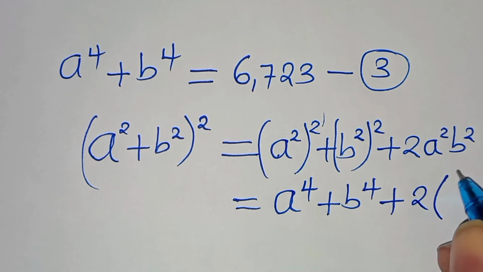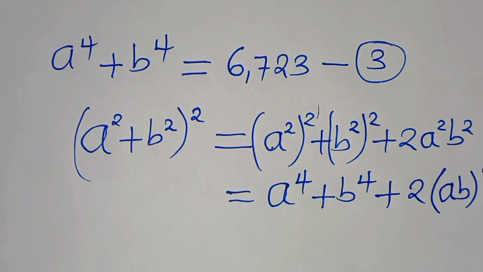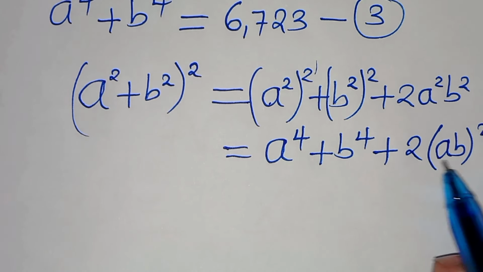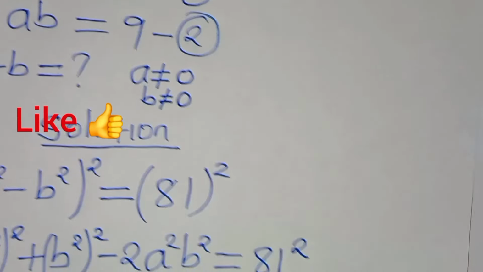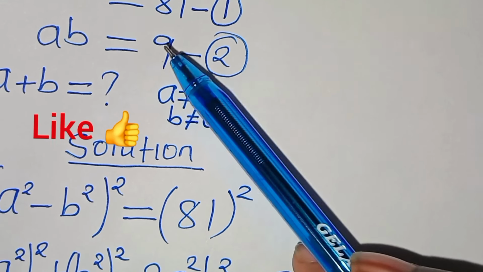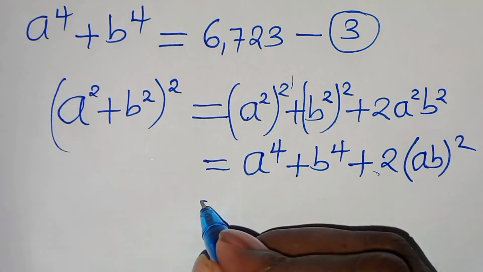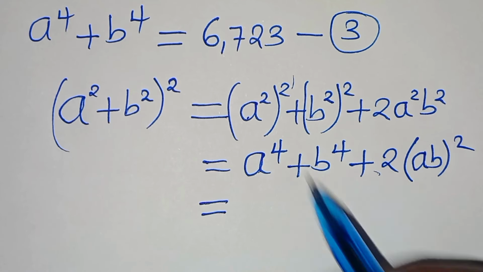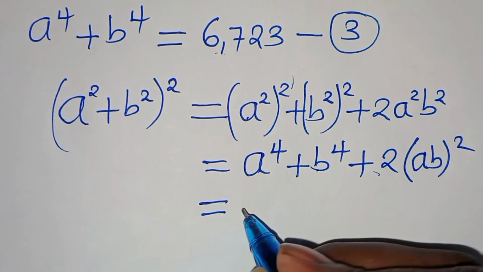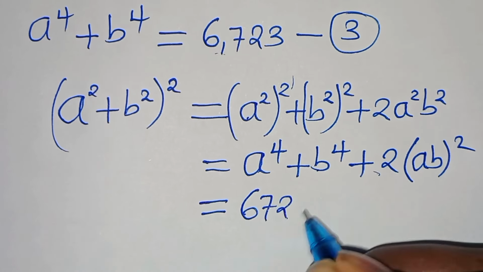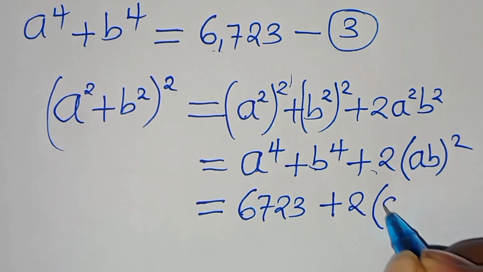This can be expressed, in the parentheses, as ab raised to the power of 2. We have that ab is what we have in equation 2. Remember, equation 2 is equal to 9. So let's substitute 9. So that now we have a to the power of 4 plus b to the power of 4. This is what we have in equation 3. So we have 6723, then plus 2 multiplied by 9 squared.